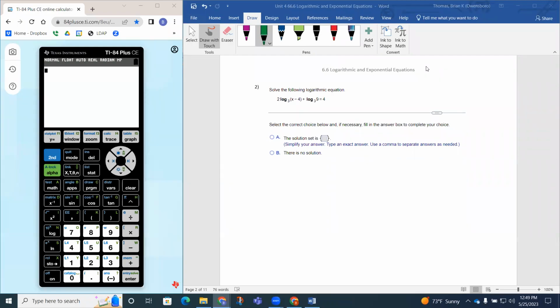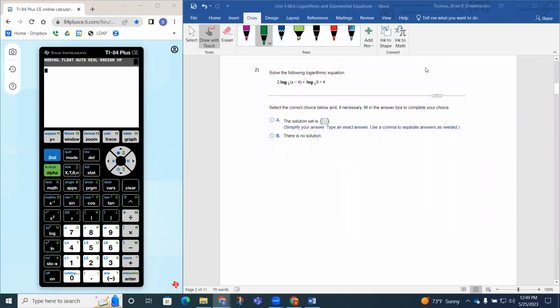So question 2 says solve the following logarithmic equation. So on this one, we can do many things. What I pick up on to start with is this coefficient can come back in as an exponent. Also I see addition, which means I can write this as a single logarithm. So let's see if we can start using some strategies to solve this problem.